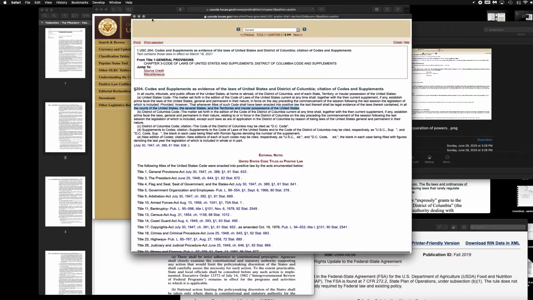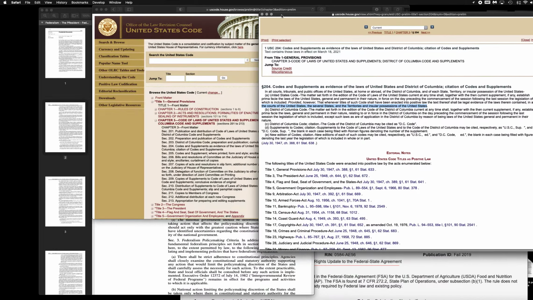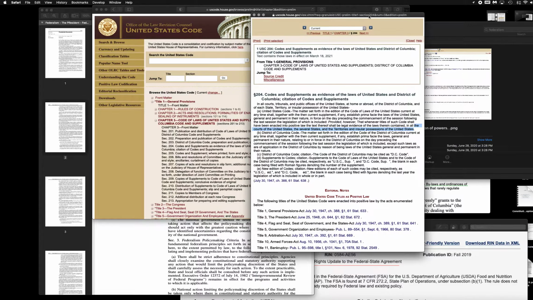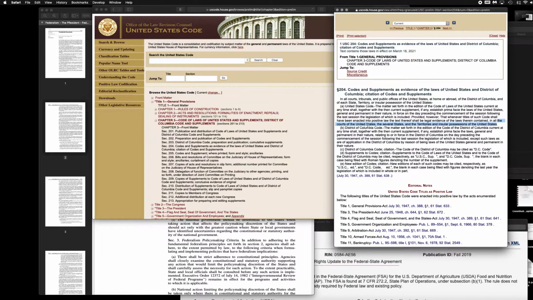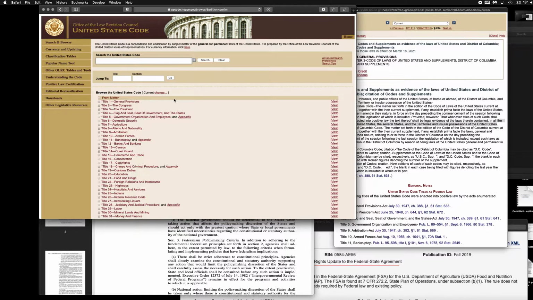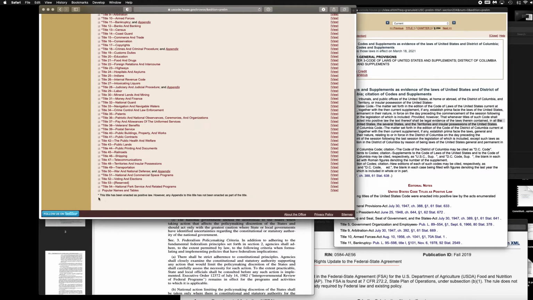So, what are the laws? Okay, well, the laws are the ones that have been enacted into positive law. So what are positive laws? It tells you on this website, you go down to the bottom, it says, the asterisk means this title has been enacted into positive law. And then it just goes on to say, however, the appendixes has not been enacted as part of the title, okay?